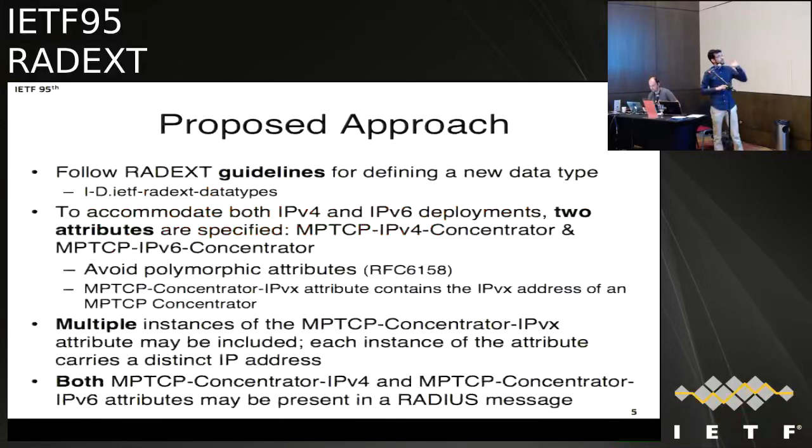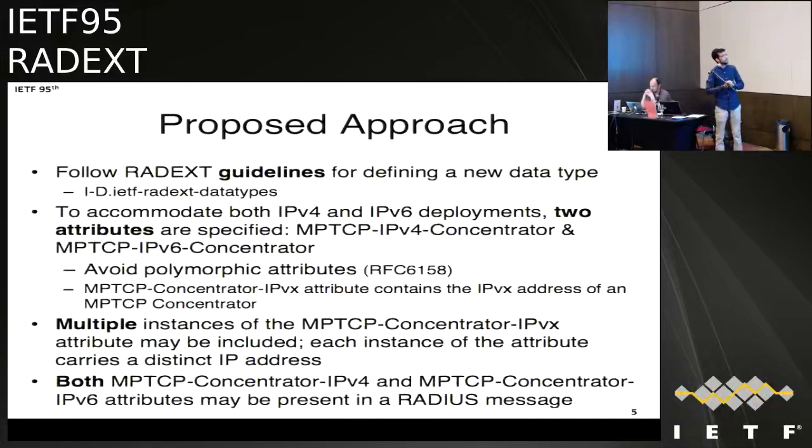This slide just summarizes the rationale and the design that we adopted in this draft. We are following closely the recommendations from this working group, especially the ones in the data type draft. We are also avoiding polymorphic attributes. So we are defining two attributes: one for IPv6 and one for IPv4. Multiple instances of the same MPTCP concentrator can be included in the attribute, and both IPv4 and IPv6 can be included in the same message. Next slide, please.